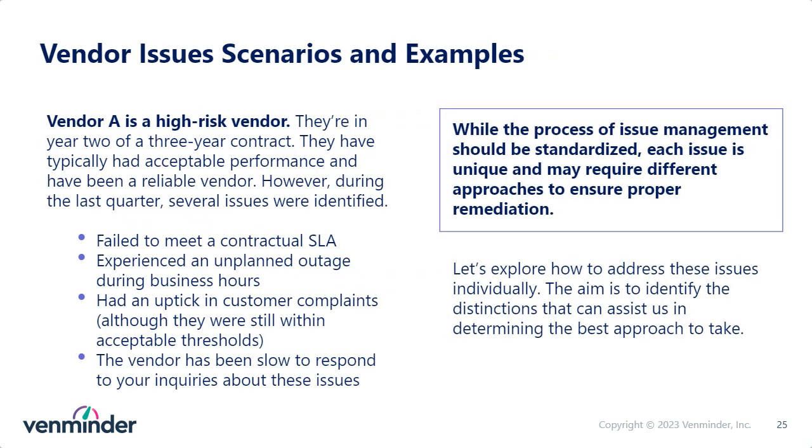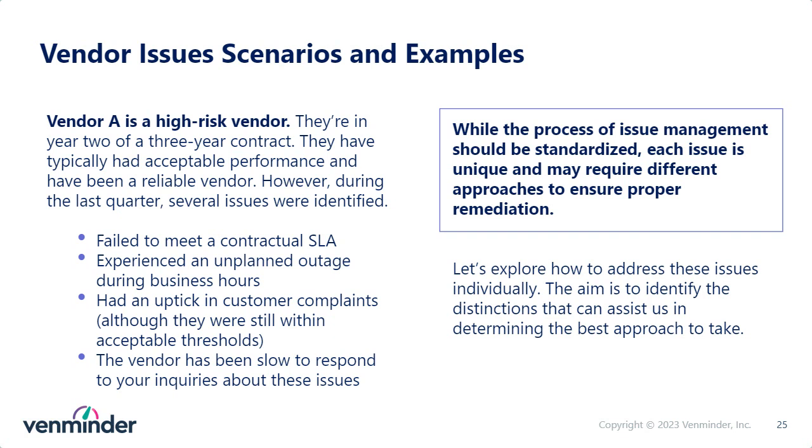All right, so let's go through some scenarios and examples here. Now, one thing to keep in mind is that sometimes you are going to have a vendor that has more than one issue. These things tend to happen in clusters. And if you remember what I said earlier, issues can often be a sign of unmanaged risk or new and emerging risk. So let's look at vendor A.